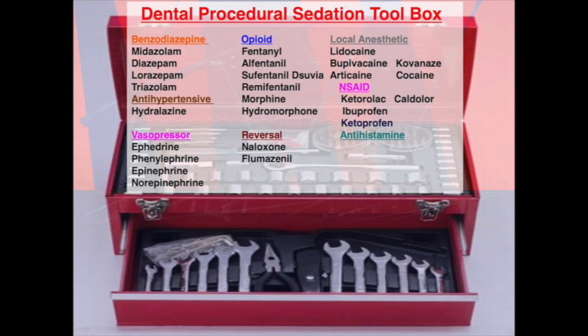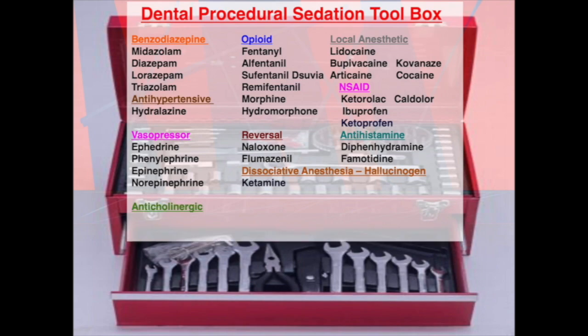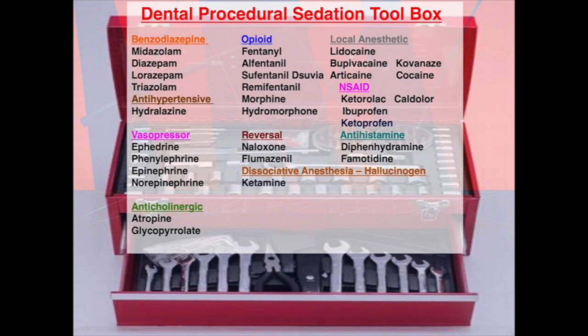Antihistamines, there's two that I want to cover, diphenhydramine and famotidine. We've got one med, and you have to have a permit to be able to use at a certain level of anesthesia. That's a hallucinogen. It dissociates the body, the brain, from the body, and that's called ketamine. There's an anticholinergic. Two of them that we use in sedation dentistry are atropine and glycopyrrolate that you'll have in your drug toolbox. There's steroids.